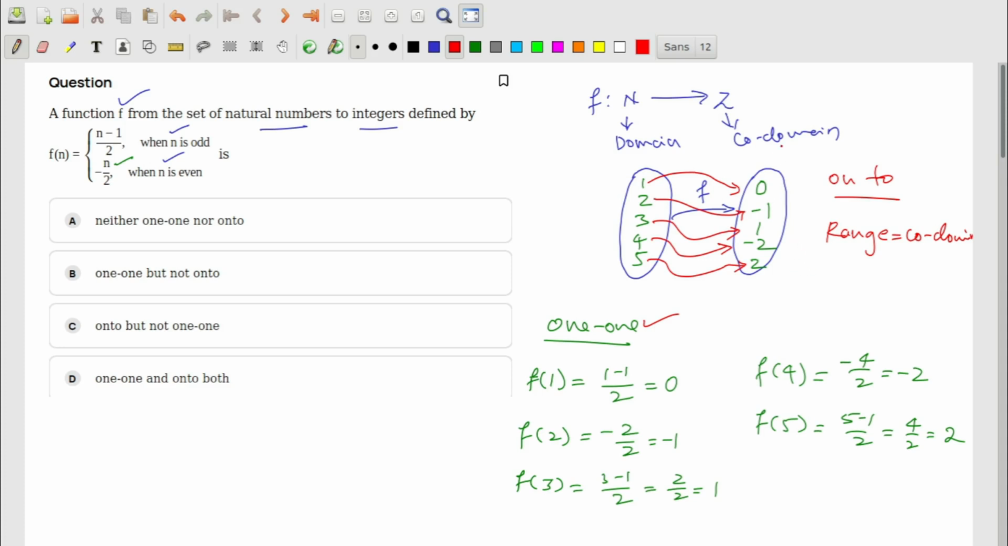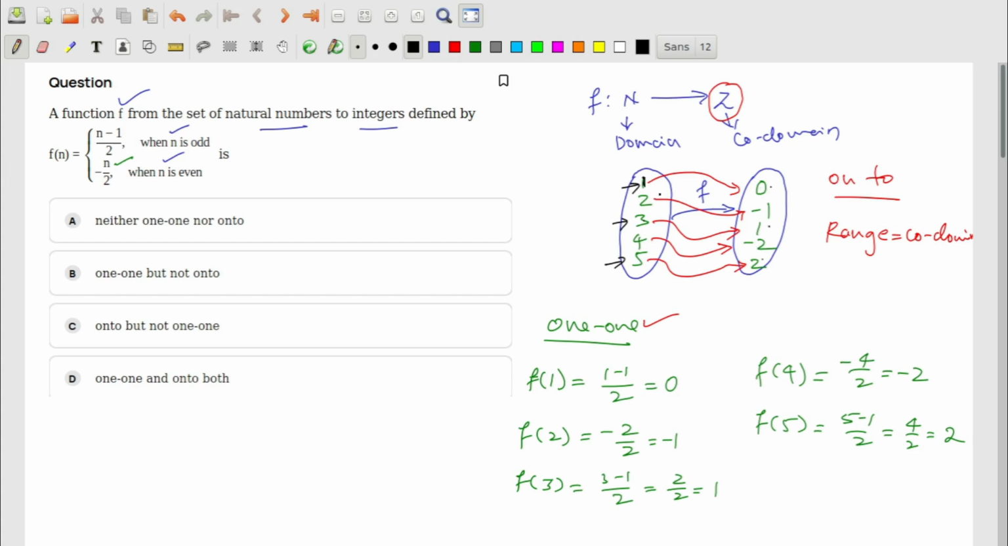So what is the codomain here? The codomain is all the integers. This set is filled with all the integers. And here, what are the ranges? See here, if you just observe the odd numbers 1, 3, and then 5: 1 is related to 0, 3 to 1, 5 to 2. 0, 1, 2. Odd numbers are related to 0 and all the positive integers.